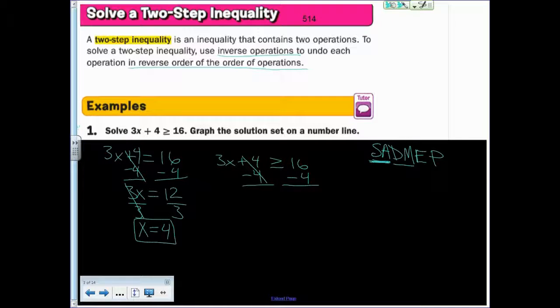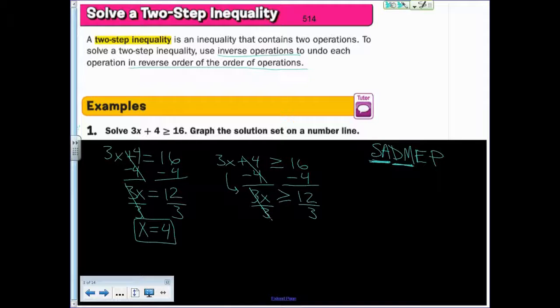And 16 minus 4 is 12. There was no reason to flip the sign of my inequality because I did not multiply or divide by a negative number. So I will bring it straight down, and I will bring my 3x down as well. Now we move on to division or multiplication. The opposite of multiplying 3 times x would be to divide by 3, and we're going to do that on both sides.